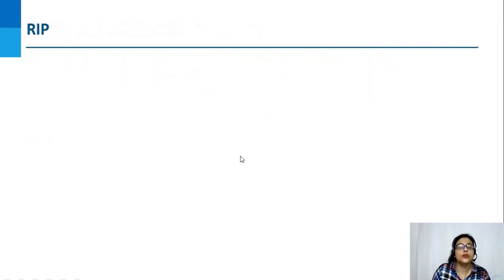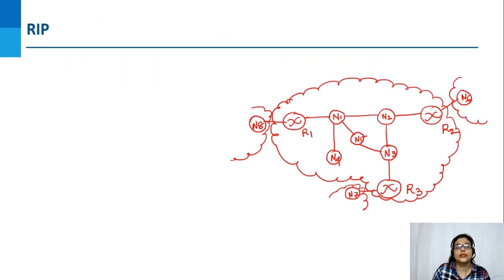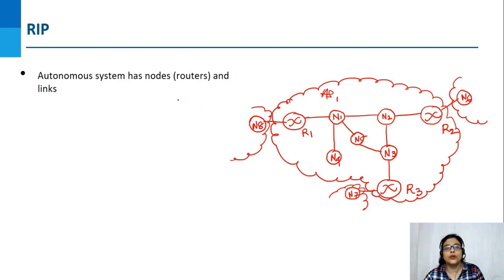Let us first concentrate on RIP. So this is an autonomous system having several routers and networks. Like here we have routers R1, R2 and R3, and the networks N1, N2, N3, N5 and N4 are within this autonomous system. So the autonomous system will basically have these nodes. Nodes are known as the routers, and we have the links, which are basically the networks.